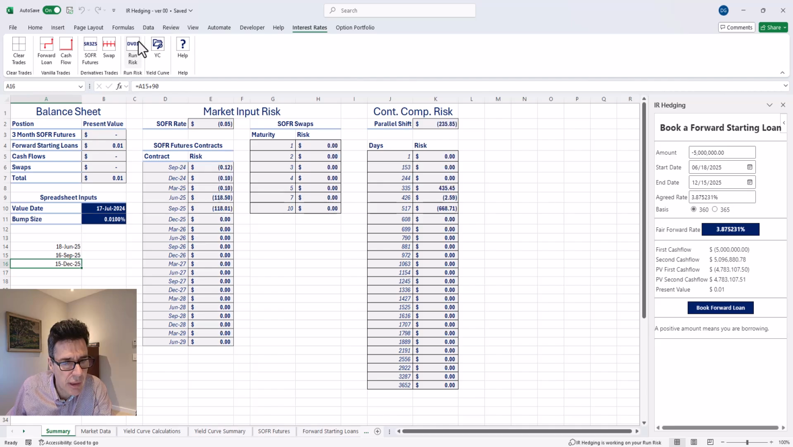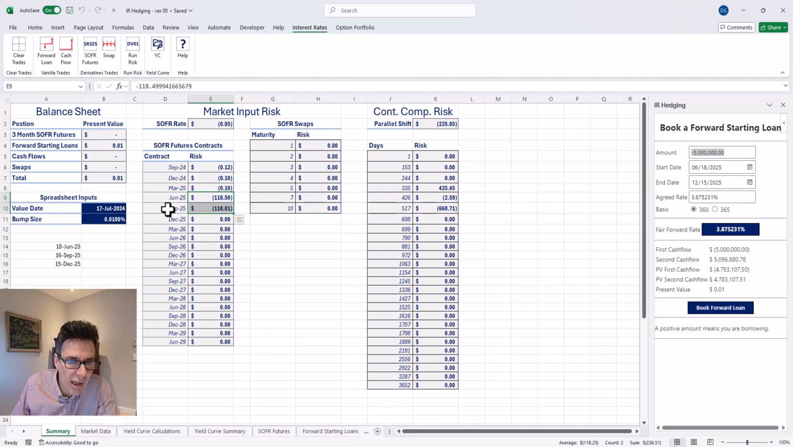Let's run the risk. And what do we see? What we see is, first off, $1 million was about $25 per basis point, plus or minus. $5 million is pretty close to $125 per basis point, plus or minus. So one thing, the size of these numbers is 5 times bigger, and that makes sense because our loan is 5 times bigger. Second, there's a little bit of risk elsewhere, but almost all of the risk appears in the June and September contract.